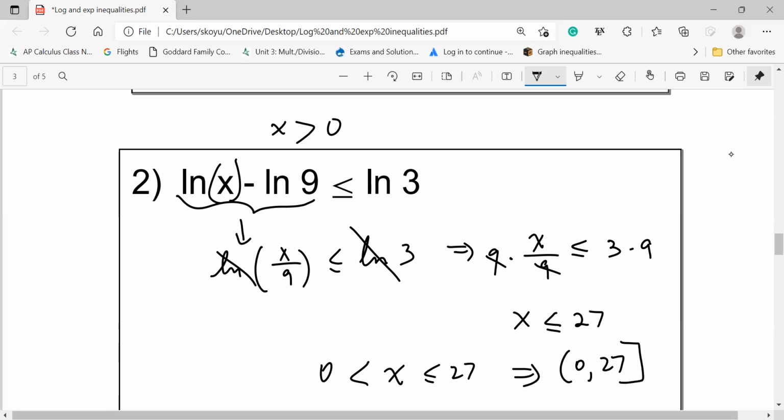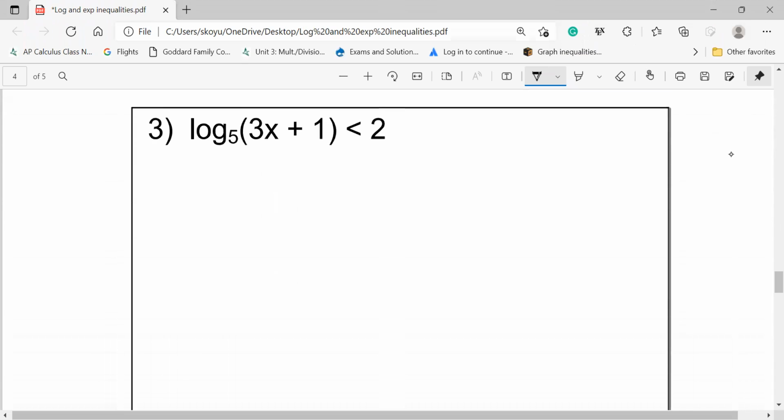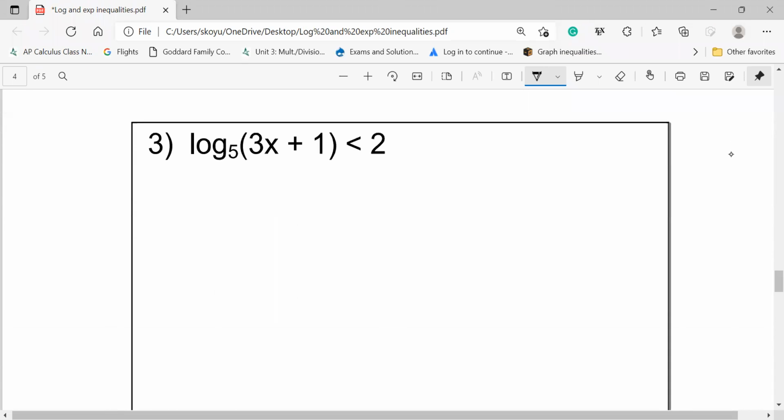So that's the solution. Okay, now let's look at this example. So again, I'm going to convert it.